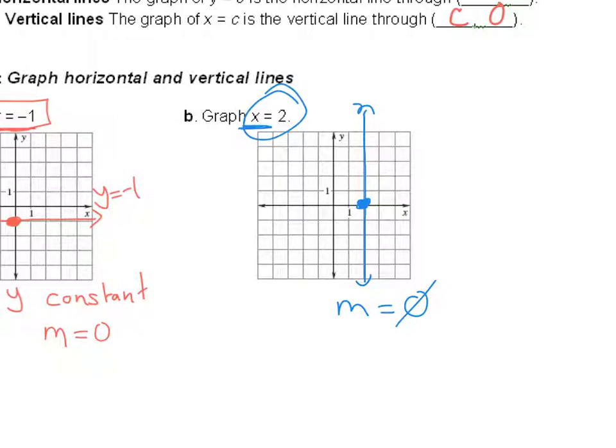Yeah, and that's just it. It's vertical. If you wanted to say vertical, you could. Wow. I don't even know why that's happening. There we go.